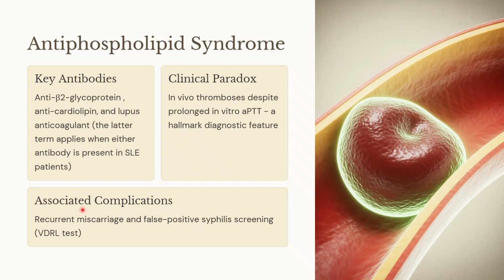It also presents with a false positive syphilis screening. Syphilis screening is done with the VDRL test. In VDRL testing, we use cardiolipin, while the anticardiolipin present in APLA will react with the cardiolipin used in VDRL testing, and the VDRL test will be positive. So in those with APLA, the VDRL test will be positive, indicating a false positive syphilis screening.